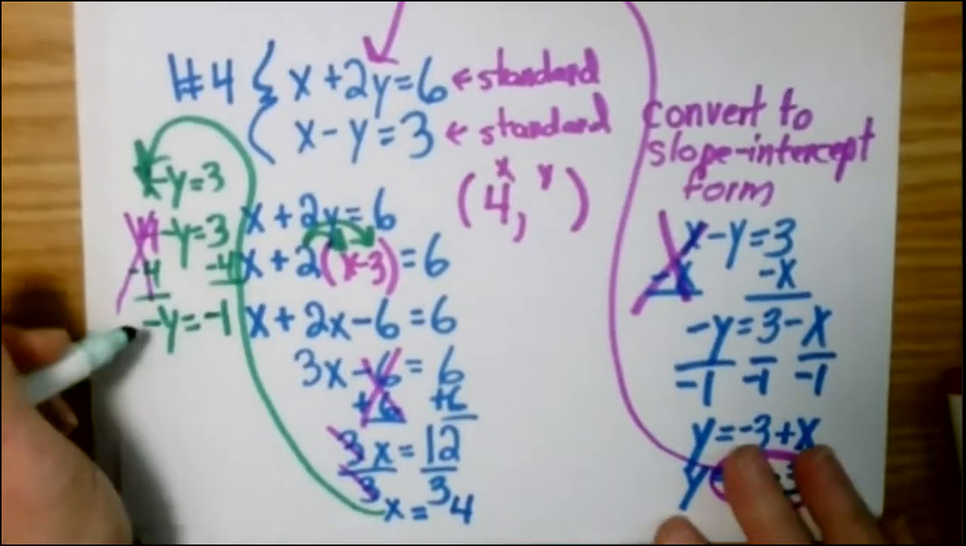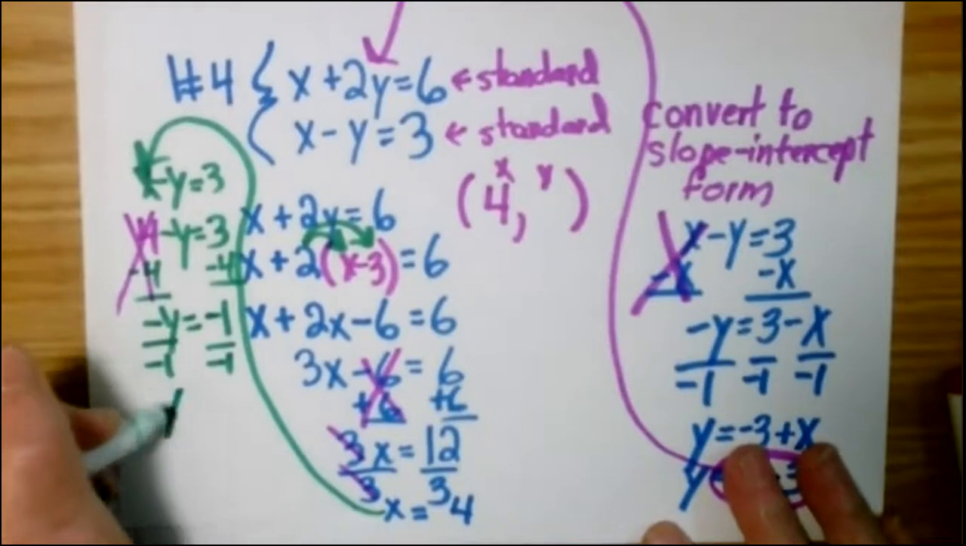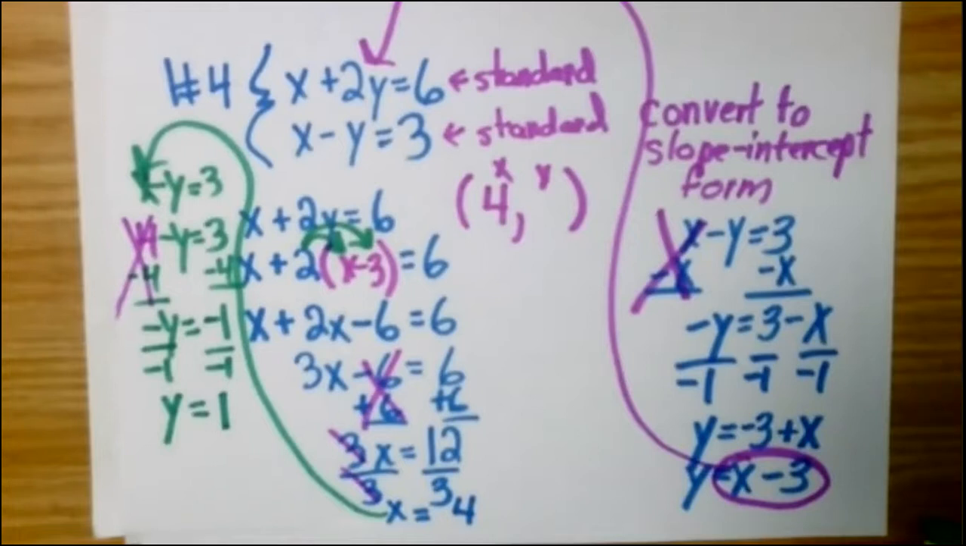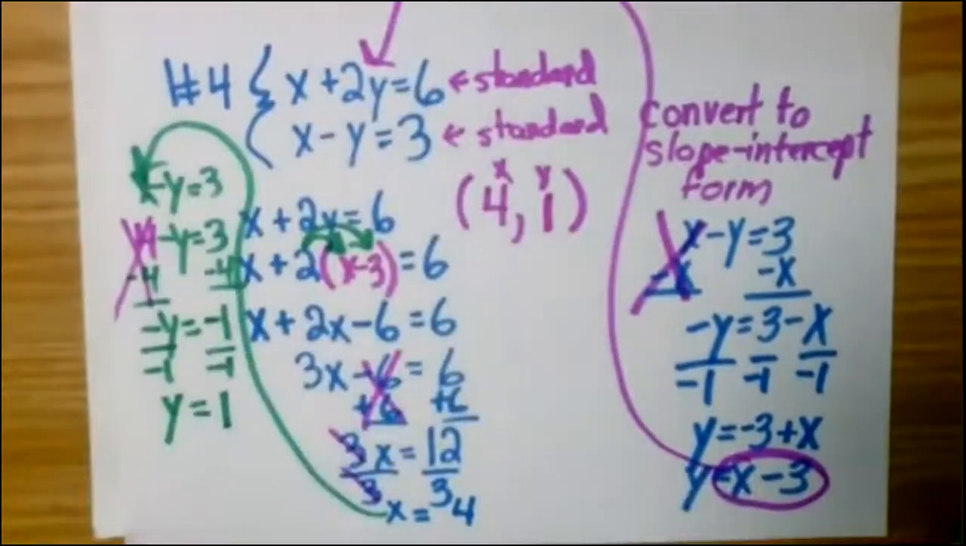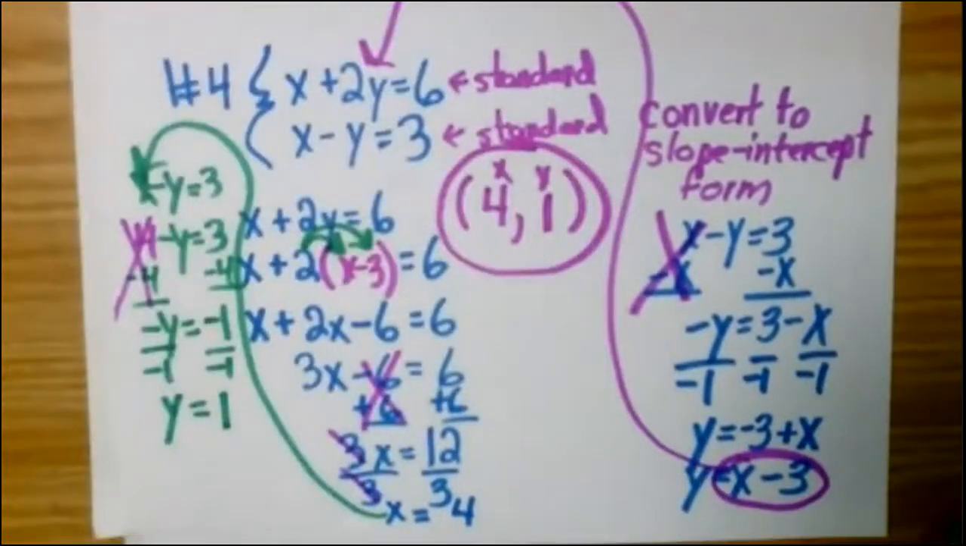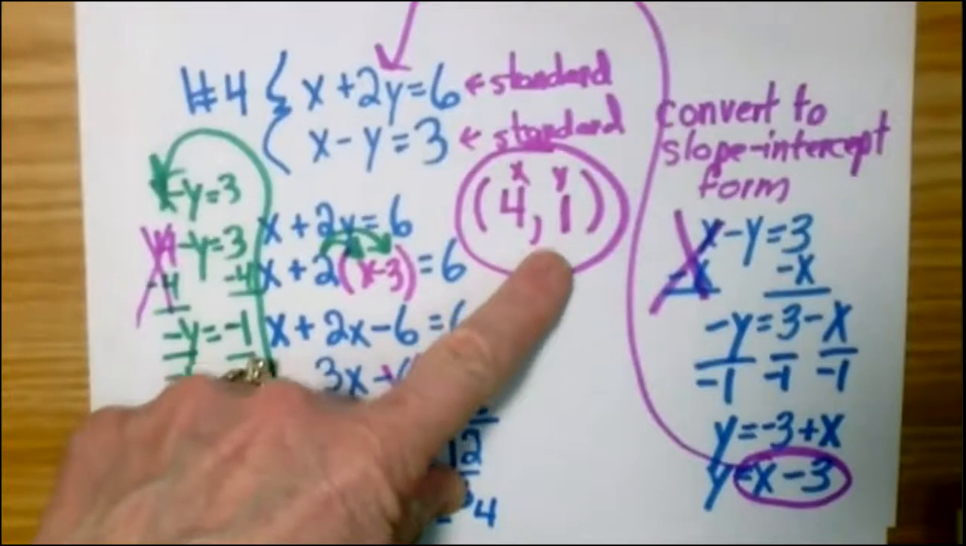And then I have to divide by negative 1. That makes y equal 1. So my coordinate point is 4, 1. That is the answer to my system of equations for number 4. I could go ahead and graph those, and I would see that they intersect at the x value of 4 and the y value of 1.